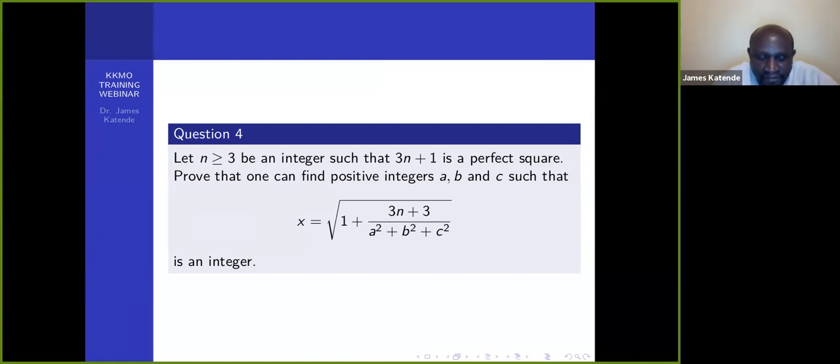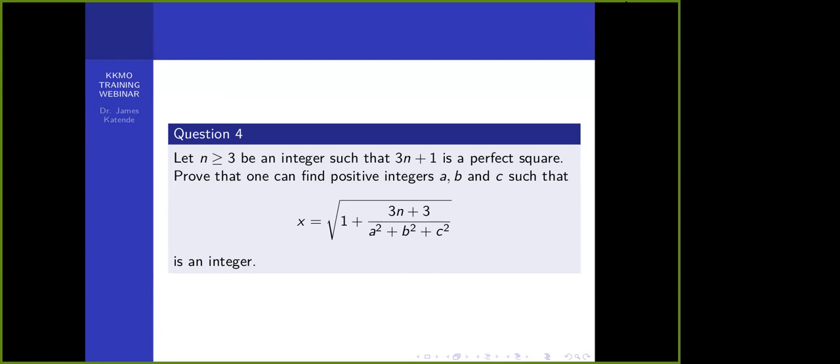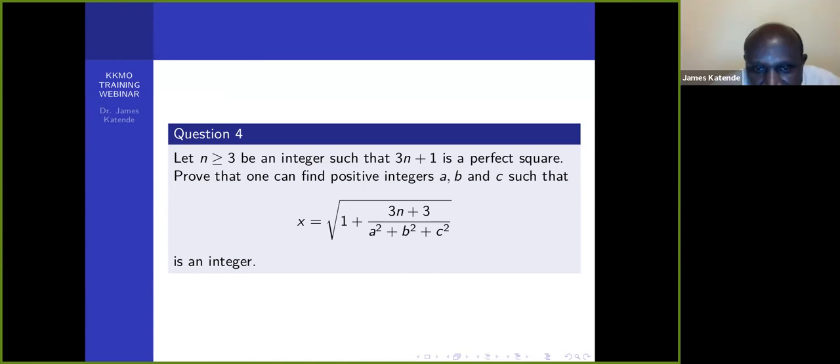Okay, so since n is greater than or equal to 3, then 3n plus 1. Could you speak a little louder? For some reason, I think I missed the beginning of your solution. So maybe if you don't mind, you can start again.